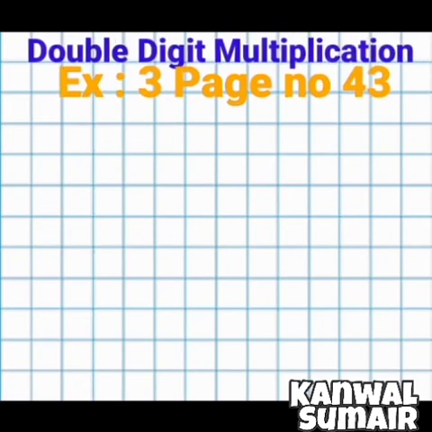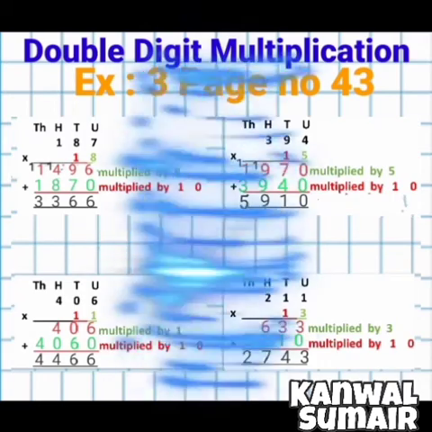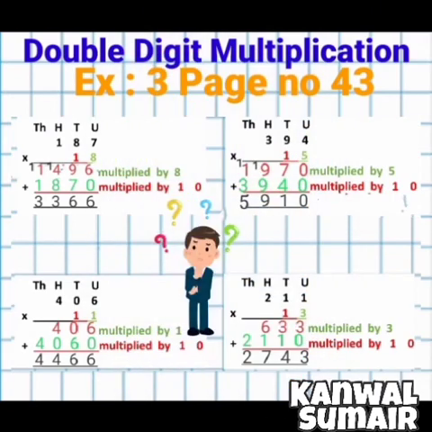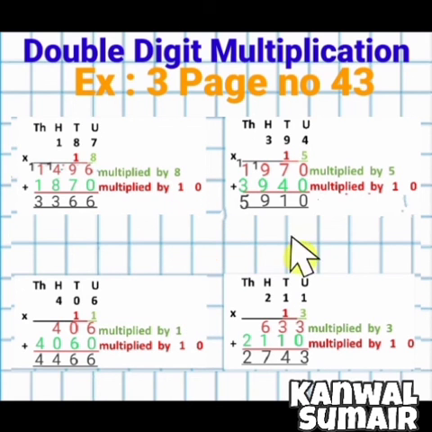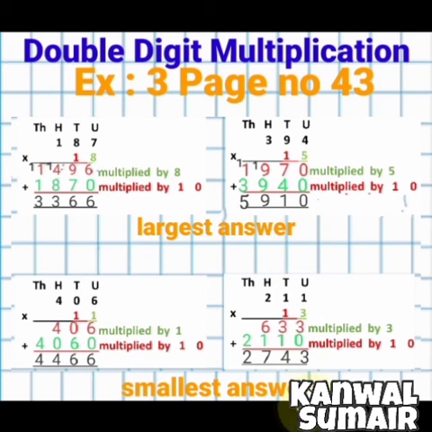We have solved 4 of the sums. It's time to find out which numbers have the largest product and which numbers have the smallest product. As you can see here, 5910 is the largest answer, 2743 is the smallest answer.